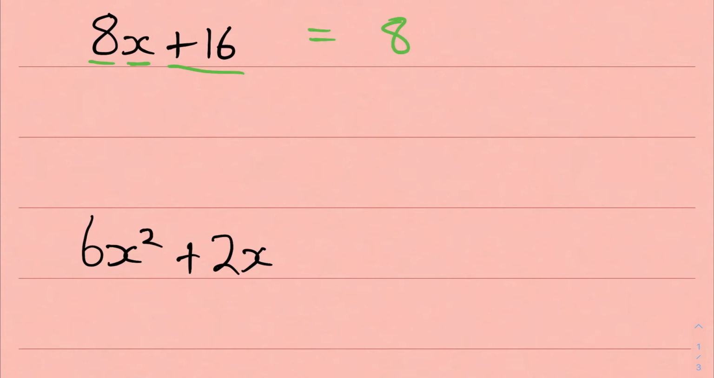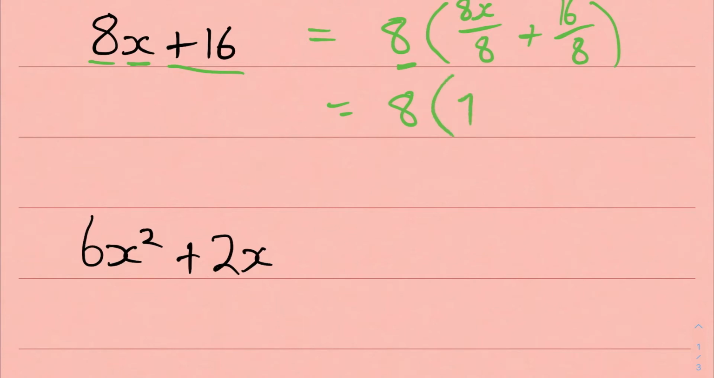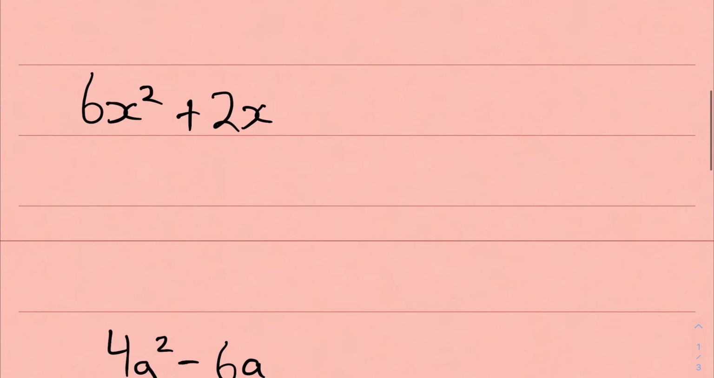So 8 out the front, create our brackets, 8x, we're going to divide that by 8 because that was our common factor, plus 16 over 8. So when we come to clean that up, 8 divided by 8 is 1, that x is still there, 16 divided by 8 is 2, and so we end up with 8 outside of 1x plus 2, which again we can get rid of the 1 and just write that as x plus 2. So hopefully that went well.